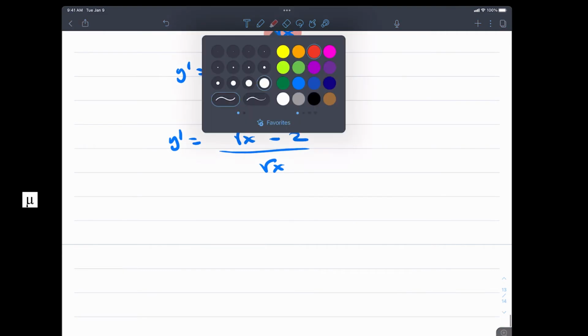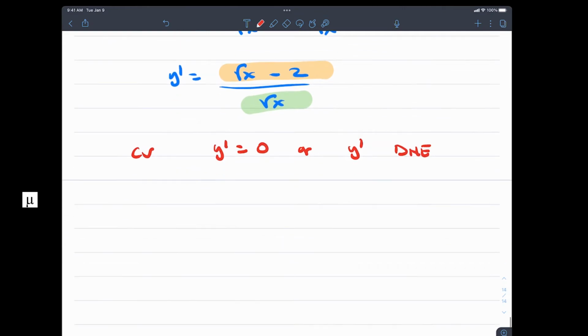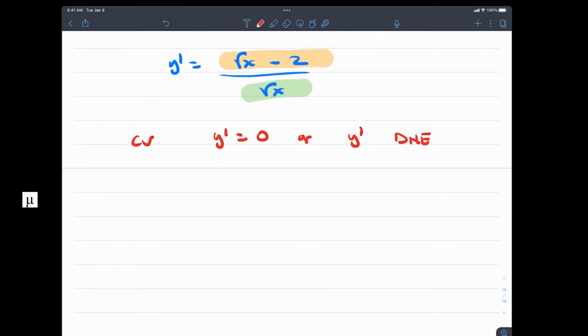Now, we have a fraction here, okay? So I'm going to color this orange, and I'm going to color this green. If you remember what I've been doing here, remember critical values? It's where that derivative is 0 or where the derivative does not exist. Now we're going to have a does not exist situation. You set the fraction's denominator to 0. So that means x is 0 squared. So x is 0. So at 0, ladies and gentlemen, the derivative does not exist.